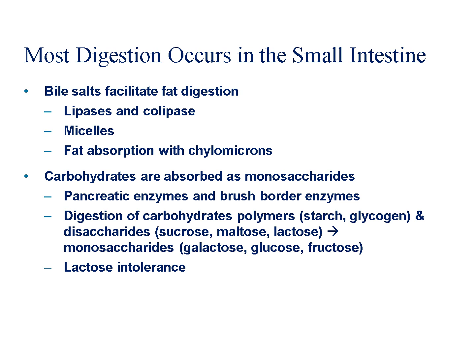Carbohydrate digestion begins with the breakdown of complex carbohydrate polymers, such as starch and glycogen, into smaller disaccharides, including sucrose, maltose, and lactose. This process is carried out by pancreatic amylase and brush border enzymes. The final step involves converting disaccharides into monosaccharides, galactose, glucose, and fructose, which are then absorbed into the bloodstream.